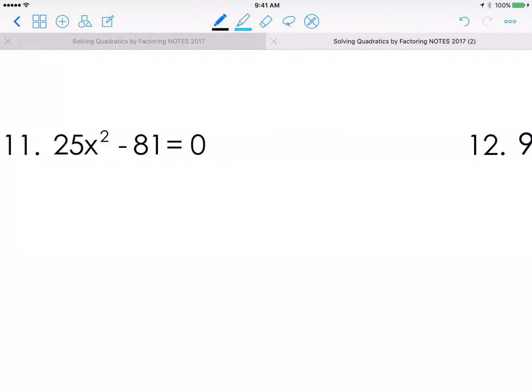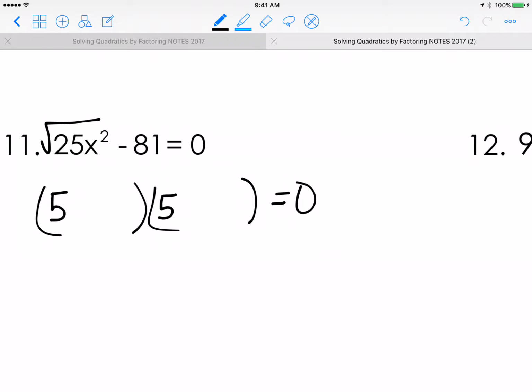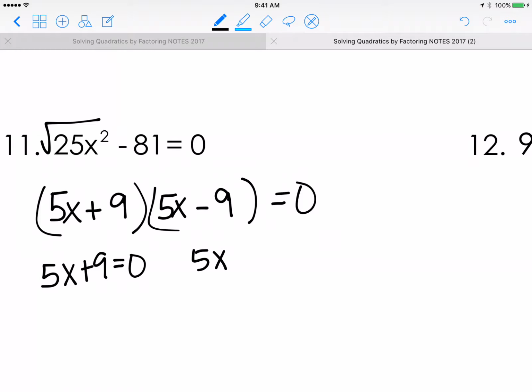Okay, let's go to 11. So this one, is there a GCF here? I don't believe so, but it looks like it's a dots. So we're going to have our binomials. Well, what's the square root of 25? 5, so you have 5 and 5. What's the square root of x squared? X and x. And what's the square root of 81? 9. So now we've got to do plus or minus for conjugates, and then we need to set them equal to 0.